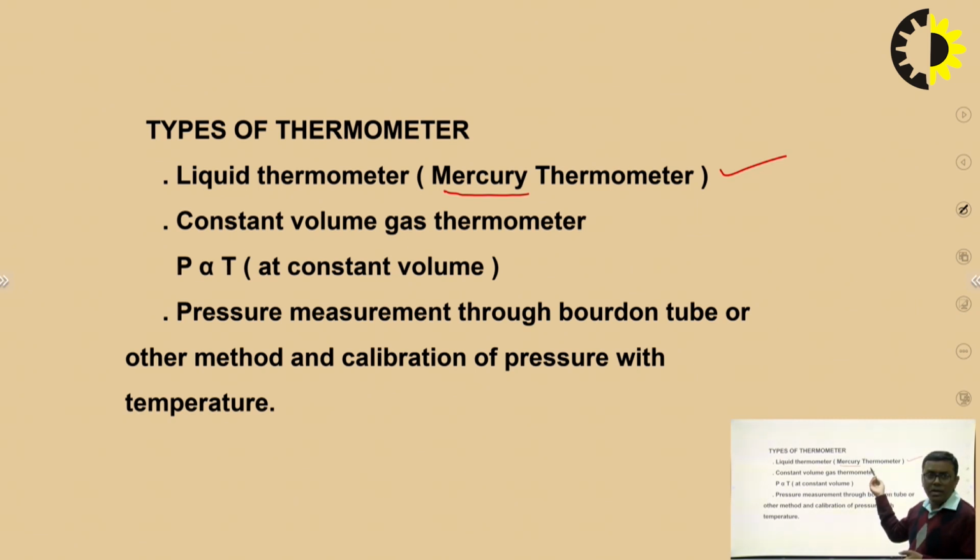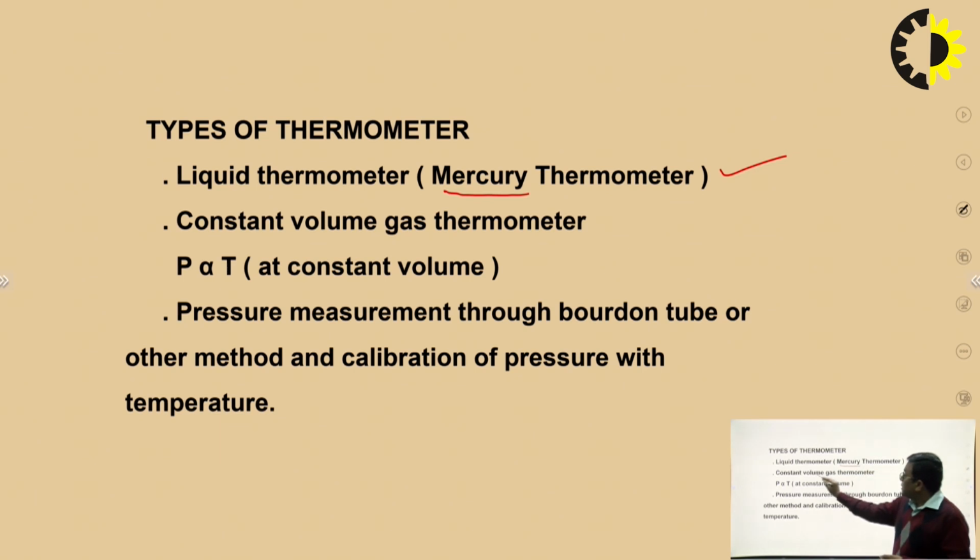Very simple concept. In the bulb of the thermometer, the mercury is filled. As soon as it receives heat, it expands, and by capillary action it rises in the thermometer. Through that, we measure the temperature.